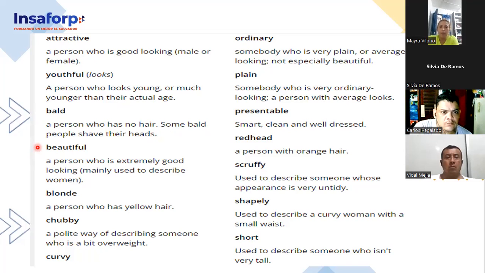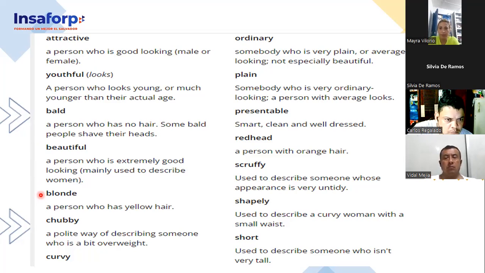Beautiful. A person who is extremely good looking, mainly used to describe women. We are going to use this word for describing a woman or women in this case, but sometimes there are some contexts in which we can also use beautiful to describe the appearance of a man. But most of the time we are going to use beautiful for women, and for men we are going to use the word handsome, which is pretty much the same thing. So, Silvia de Ramos, go ahead and help me with the next one.